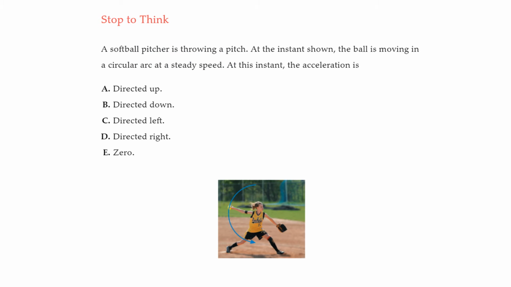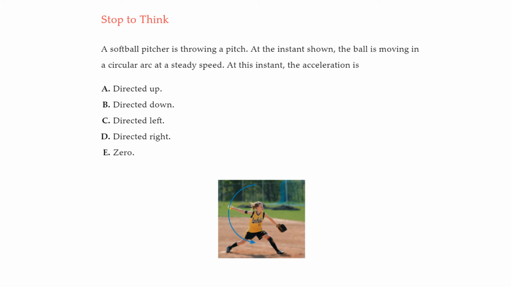So here's a question. I'd like you to think about the answer on your own for a second. It says a softball pitcher is throwing a pitch. At the instant shown, the ball is moving in a circular arc at a steady speed. At this instant, and the instant we're talking about is where the picture is, right? I've had students think the instant is the end of the arrow, but no, it's right now, right where the picture is frozen. At this instant, the acceleration is directed up, directed down, directed left, directed right, directed at 0. So come up with an answer for that.